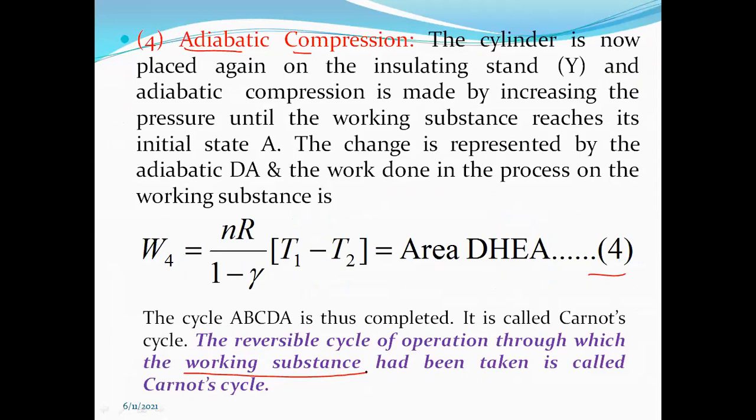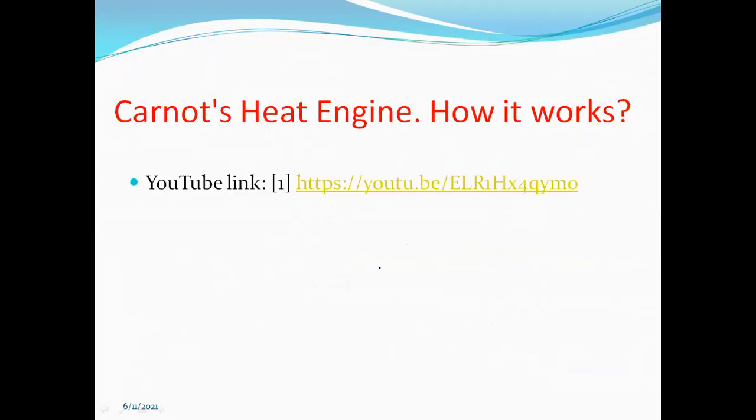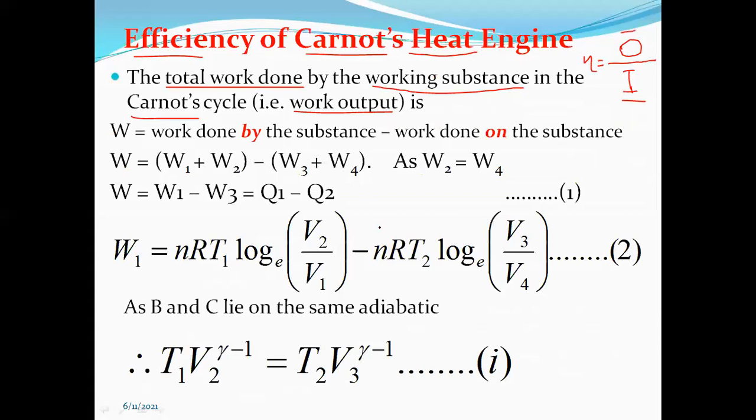And thus we have defined that it is the reversible cycle of operation through which the working substance had been taken. Okay, it is called Carnot's cycle. So we have understood the working or the operation of Carnot's heat engine through this video. Okay, I had played this video in the last lecture. Now, first point, that is how to calculate W, that is total work done.